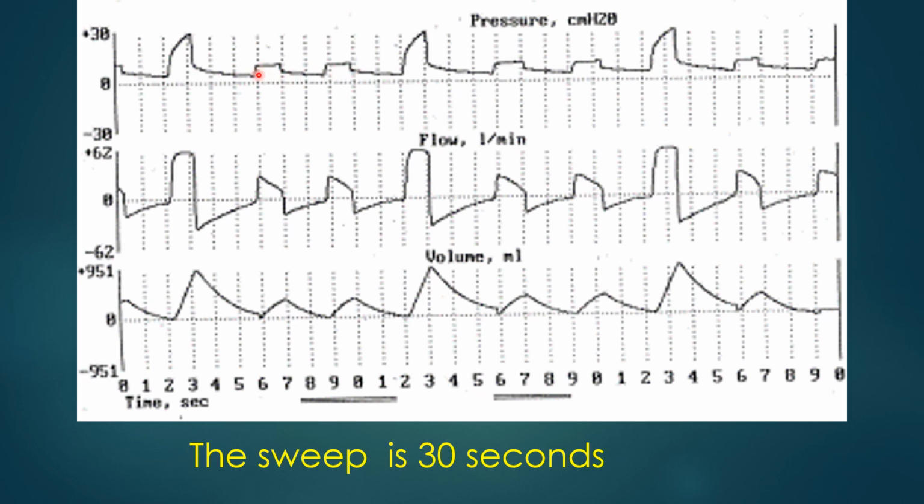And can you tell what the respiratory rate set on the ventilator is, the SIMV rate? Well, since this is 30 seconds, right? Here's our sweep is 30 seconds. And we see 1, 2, 3 mandatory breaths, volume controlled breaths in 30 seconds. So if we extrapolate that to a minute, that would mean that the respiratory rate is 6. So this patient is on SIMV of 6 breaths per minute.